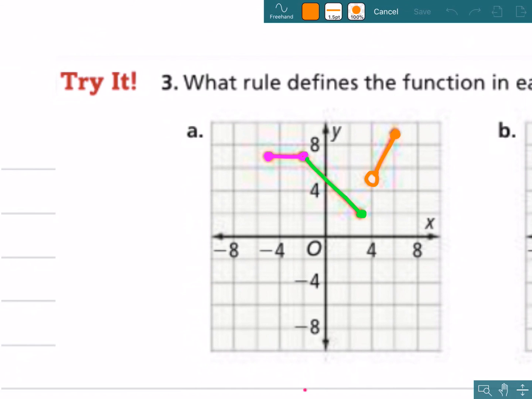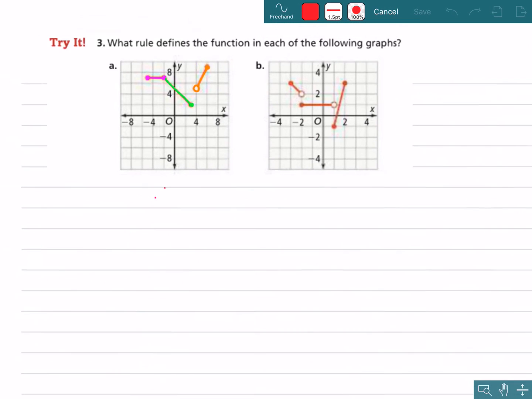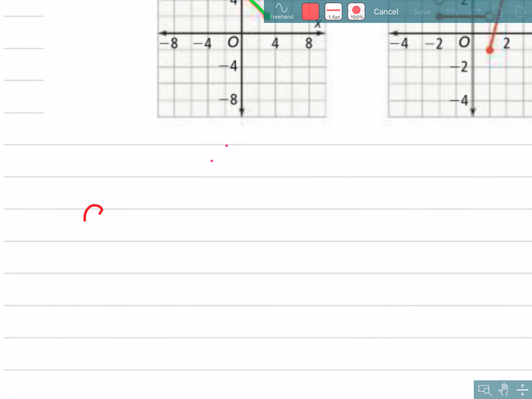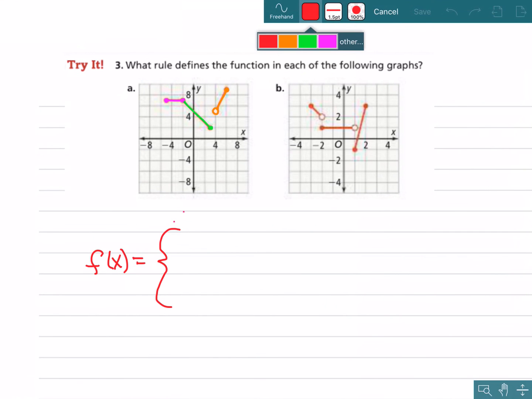So here's my function. Now what I need to do is essentially just write my equation. Because there's 3 points, I'm going to start by writing f of x equals, and give myself room for 3 parts to this function, okay? I'll color code this the same, but you don't have to. You can just do it all in the same color.